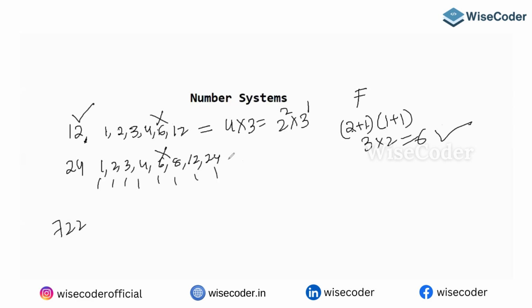6. 24. How are you going to write 24? Can I say 8 3 is 24? Yes, but 8 is not prime. So you can write 2 cube and 3. So take the powers. 3 plus 1 and 1 plus 1. So 3 plus 1 is what? 4. 1 plus 1 is what? 2. 4 2 is what? 8. That's how you can get your answer.